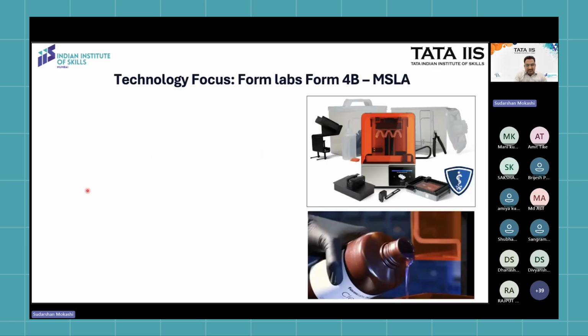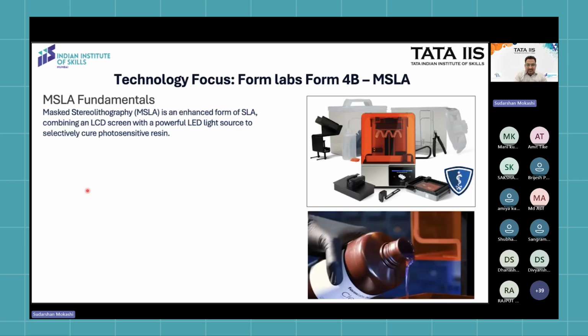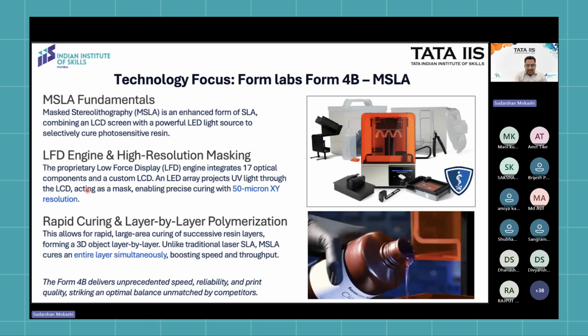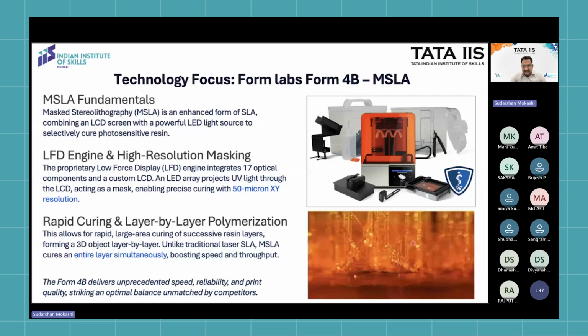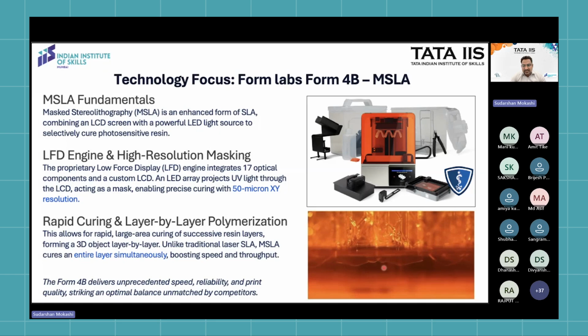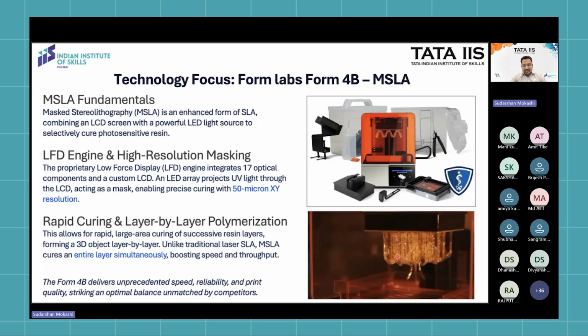So this is the first technology, which is MSLA, also called mask stereolithography. Here we use a powerful LED light source to selectively cure the photopolymer resin. If you see in the video, this is the liquid material we are using, and this is the build plate, and layer by layer we can print the part with the help of curable resin, so we get the final 3D part. The advantage of this technology is 50 micron accuracy in XY resolution, so we get a high accuracy part.